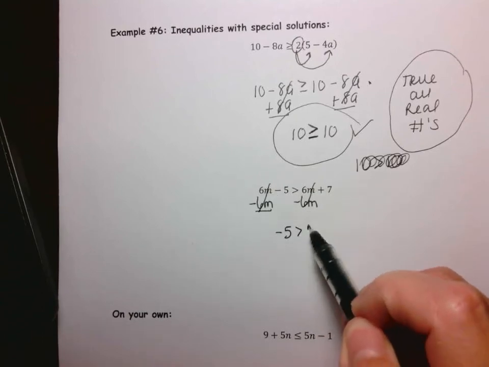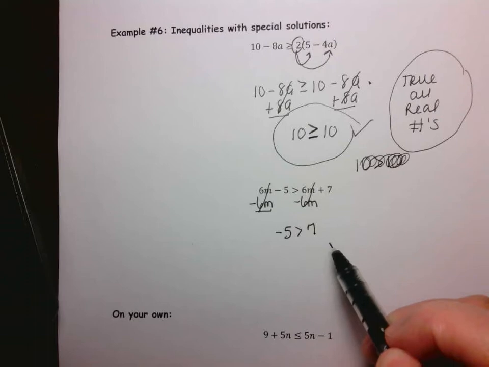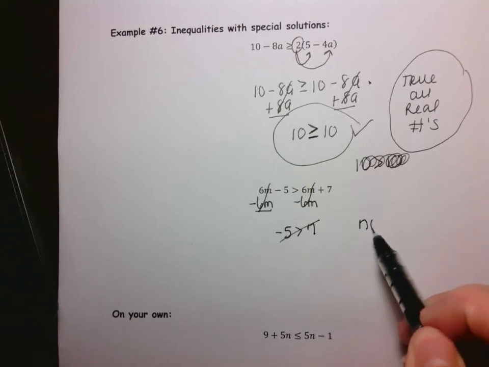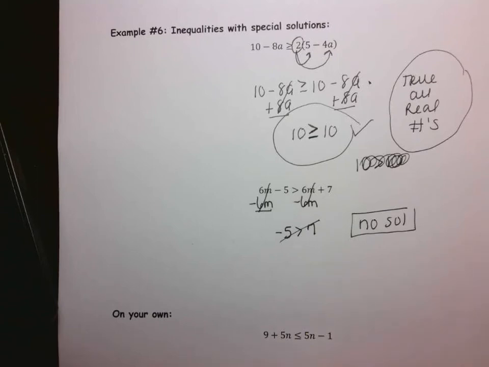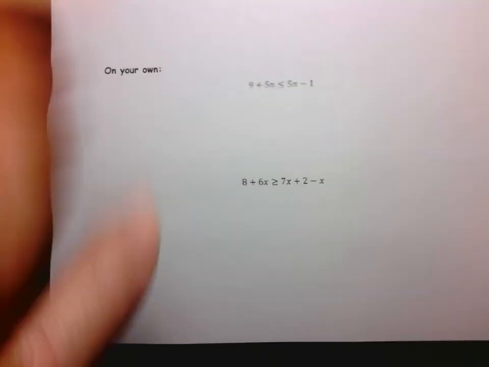Now what are we left with? Negative 5 is greater than 7. No, that's not true. And so you would say there's no solution. In other words, there's no value of the variable that would ever make this inequality true. Okay, so go ahead and hit pause and work out these on your own.